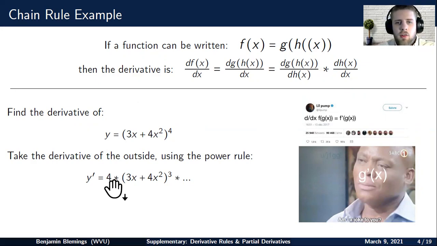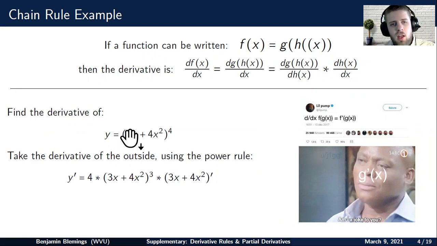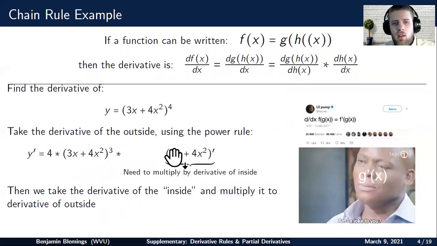If you forget to use the chain rule, then you'll just leave it like this and it'll be wrong. Like Lil Pump said here, d dx of f of g of x is f prime of g of x. Well, g prime of x is like, am I a joke to you? So we need to take the derivative of the inside, the 3x plus 4x squared, also, and then multiply it. So we need to multiply by the derivative of the inside. This is the chain part.